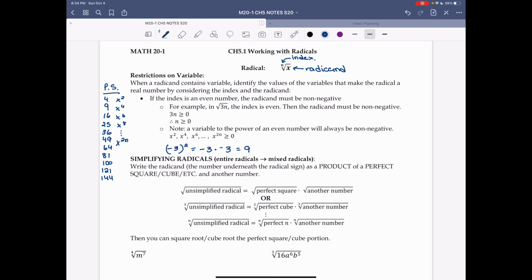Perfect cubes. 2 to the power of 3 is 8, 3 to the power of 3 is 27, 4 to the power of 3 is 64, 5 to the power of 3 is 125, 6 to the power of 3 is 216, 7 to the power of 3 is 343, and 8 to the power of 3 is 512. And then for our variables, x to the power of 3, x to the power of 6, x to the power of 9, x to the power of 12, x to the power of any multiple of 3.